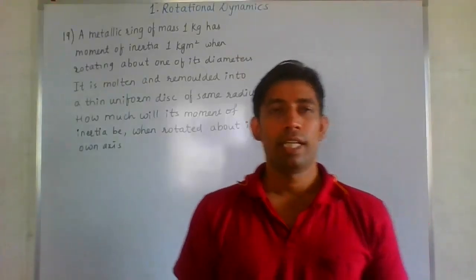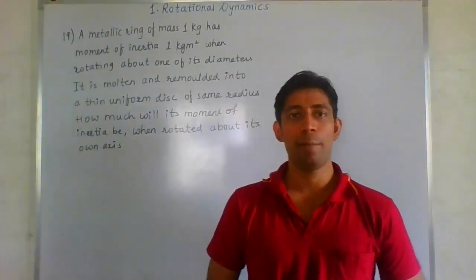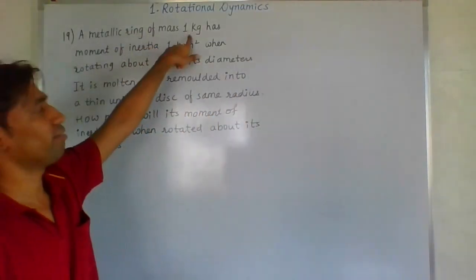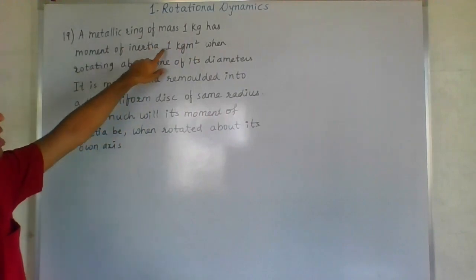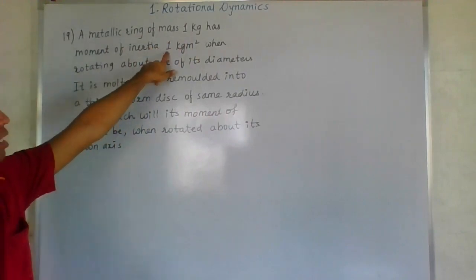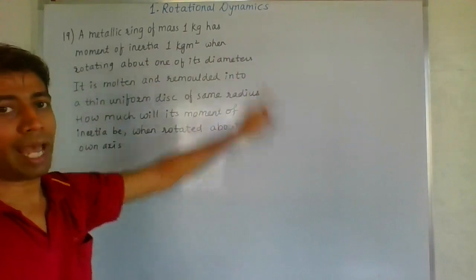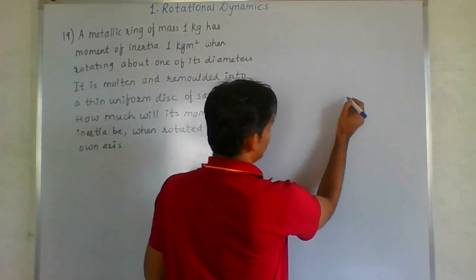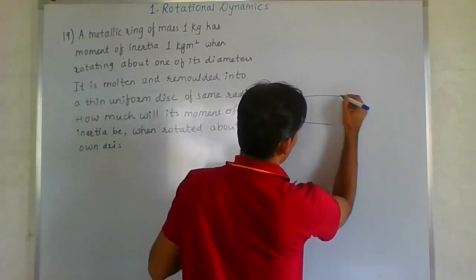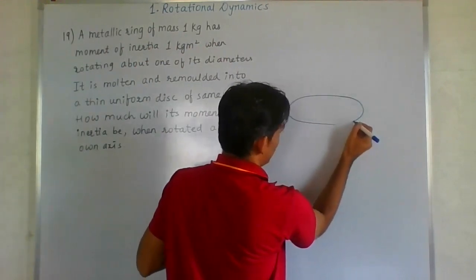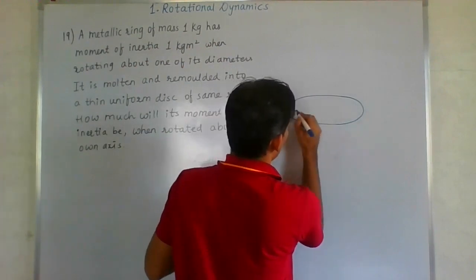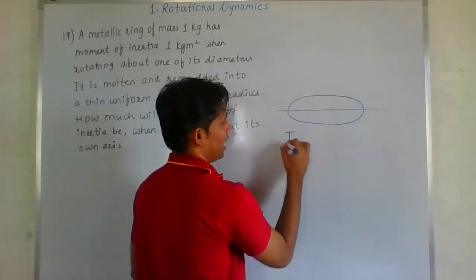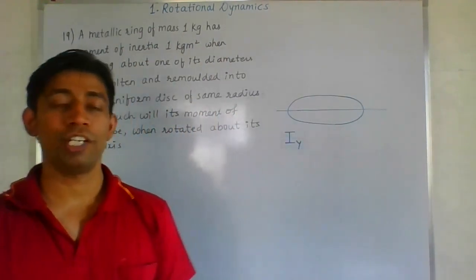Hello students, let's proceed to the next numerical, which is number 19. You can see there is a metallic ring whose mass is 1 kilogram, and its moment of inertia is 1 kilogram meter square when it is rotating about an axis passing through one of its diameters. So let's try to understand. Here is that ring, and it is rotating about this diameter. So when it rotates about a diameter, that is what we call the moment of inertia about the y axis.